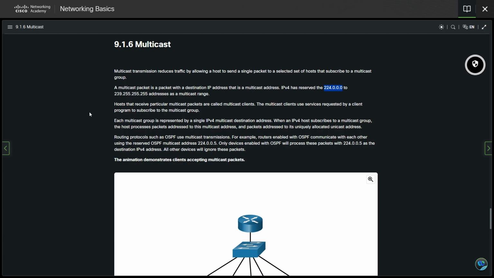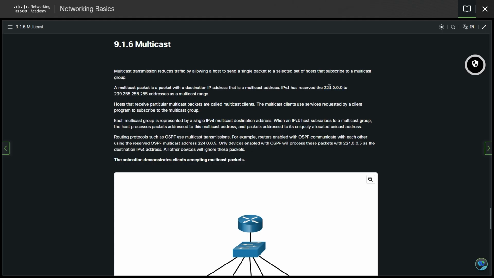Each multicast group is represented by a single IPv4 multicast destination address. When an IPv4 host subscribes to a multicast group, the host processes packets addressed to this multicast address, and packets addressed to its uniquely allocated unicast address. Routing protocols such as OSPF use multicast transmission. For example, routers enabled with OSPF communicate with each other using the reserved OSPF multicast address.